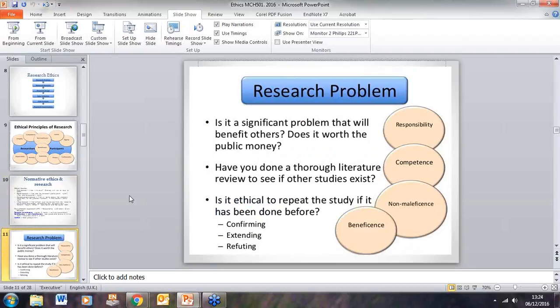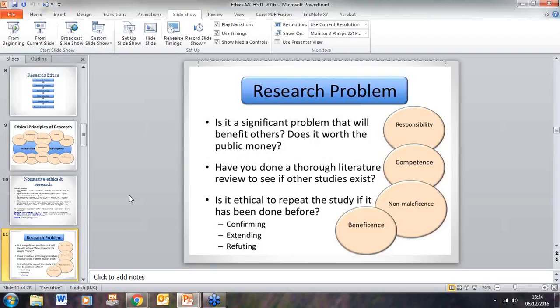So when we're looking at the research problem, is this problem significant? And will the research benefit others? And if we're asking for research funding, or the research that you're reading has used public money, is it worth it? So we have responsibility to ensure that it is a significant research problem, and that by undertaking this piece of research there will be some benefit. Have we done a thorough literature review to see what studies exist? This is about our knowledge and competence.